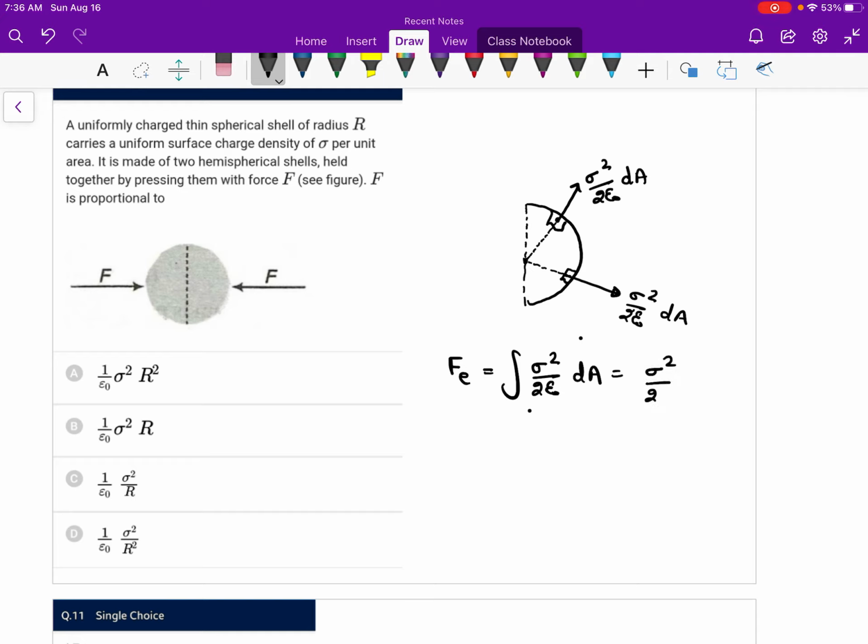Now the effective area for the right hemisphere will be pi r squared, because this force acts in the radially outward direction, so the force is sigma squared upon 2 epsilon naught into pi r squared. The same force we need to apply in the opposite direction to counterbalance the electrostatic force. So F, which is equal to Fe, is proportional to sigma squared r squared upon epsilon naught. So A is the correct option.